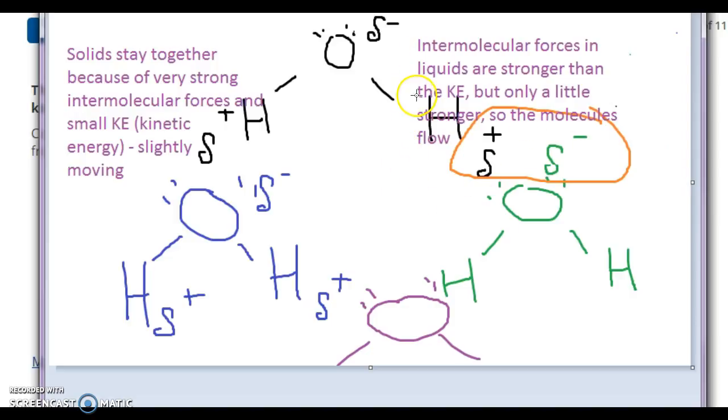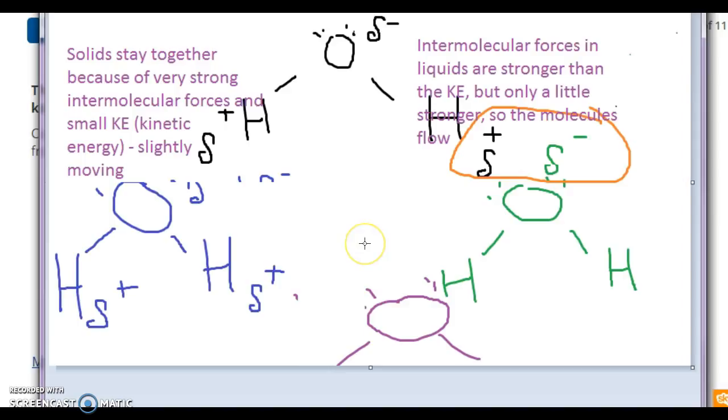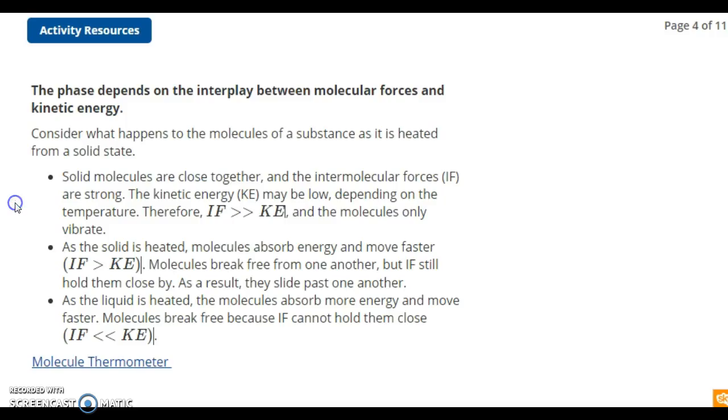All right, so intermolecular forces in liquids are stronger than the kinetic energy, but only a little stronger. So the molecules flow. So in other words, this molecule right here, it's like, yeah, I still kind of want to be by you, but now I'm going to go over there. Okay? So still close together, but not as.